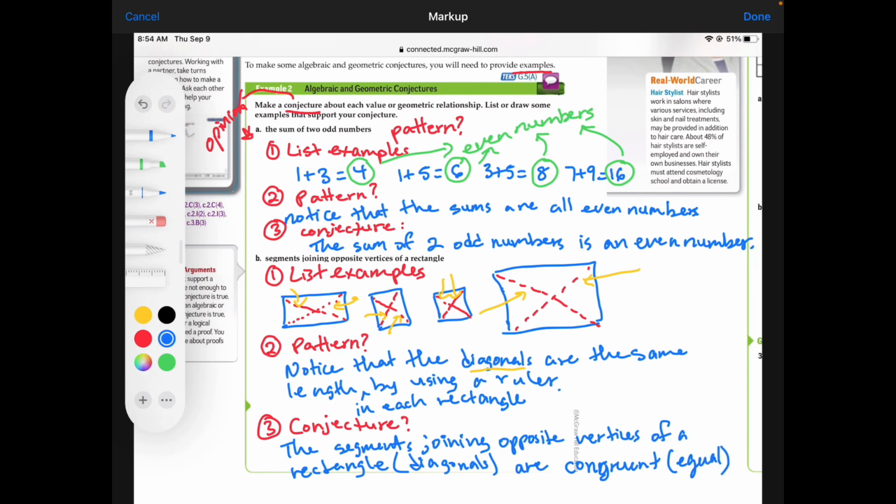Once again, we're using logic. Before we can form an opinion, before we can come up with a conjecture, we have to have a reason why we believe that. And sometimes the way that we can come up with that opinion is by looking at some patterns and some examples.